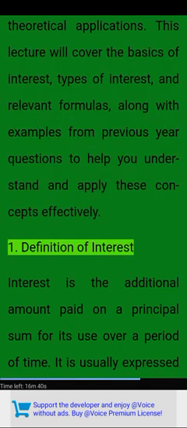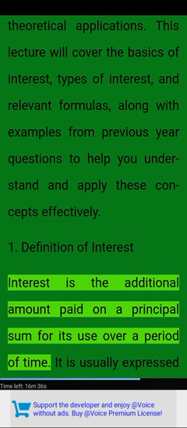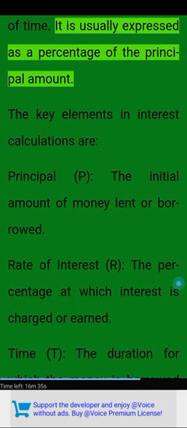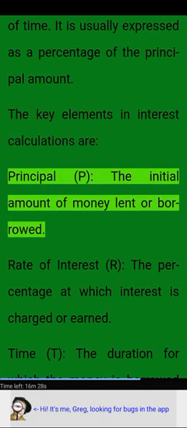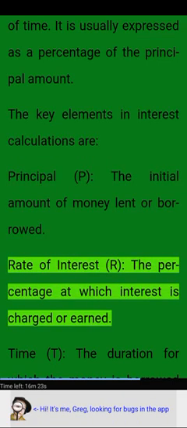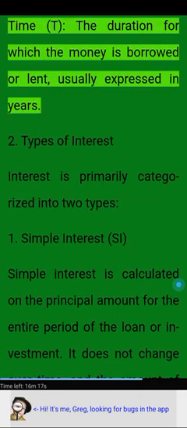1. Definition of interest. Interest is the additional amount paid on a principal sum for its use over a period of time. It is usually expressed as a percentage of the principal amount. The key elements in interest calculations are: principal P, the initial amount of money lent or borrowed; rate of interest R, the percentage at which interest is charged or earned; and time T, the duration for which the money is borrowed or lent, usually expressed in years.